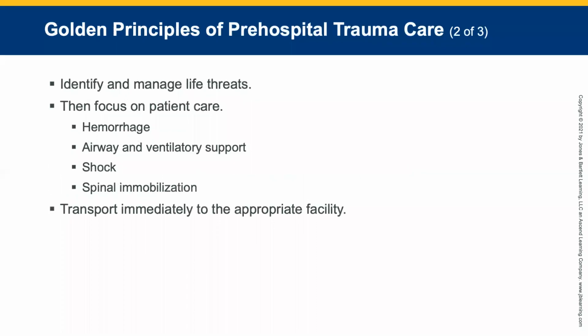Identify and manage life threats, then focus on patient care. Hemorrhage control has the highest priority. Assess and manage the airway, including ventilatory support and high flow oxygen while maintaining appropriate spinal restrictions in the second priority. Ensure that other shock therapy is completed.